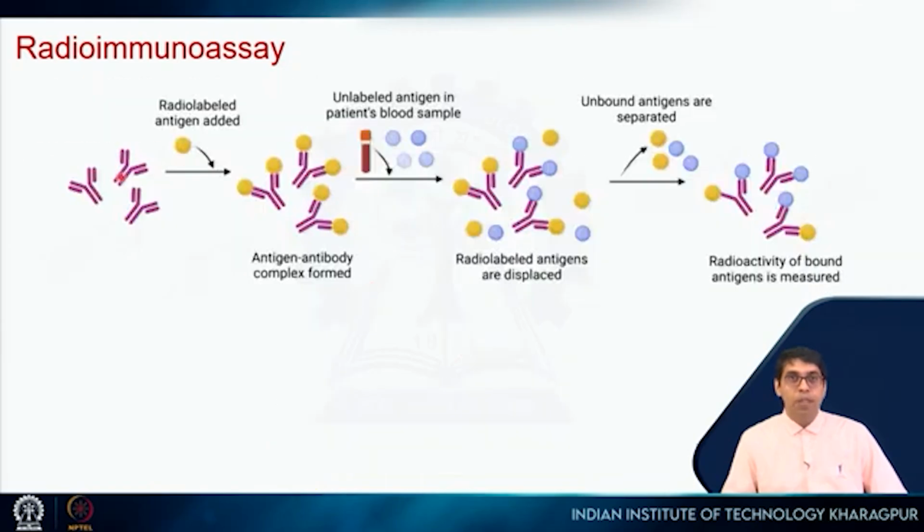So here is your antibody, radiolabeled antigens are added, you have the complex. Now you add your sample which has the unlabeled antigen. This unlabeled antigen will replace the radiolabeled antigens, so now you have free radiolabeled antigens. You quantify those, and from there you get a measure of how much unlabeled antigen is present, because this free antigen will be directly proportional to the unlabeled antigen that is present in the actual patient sample.